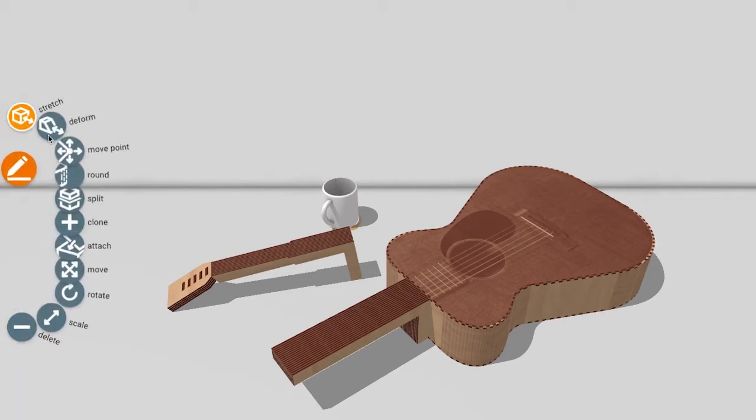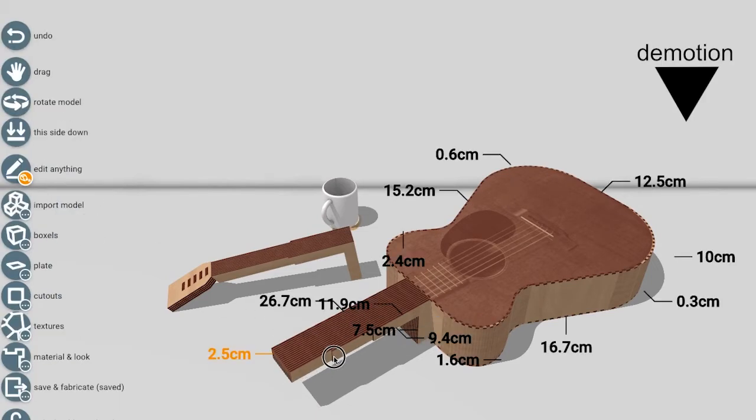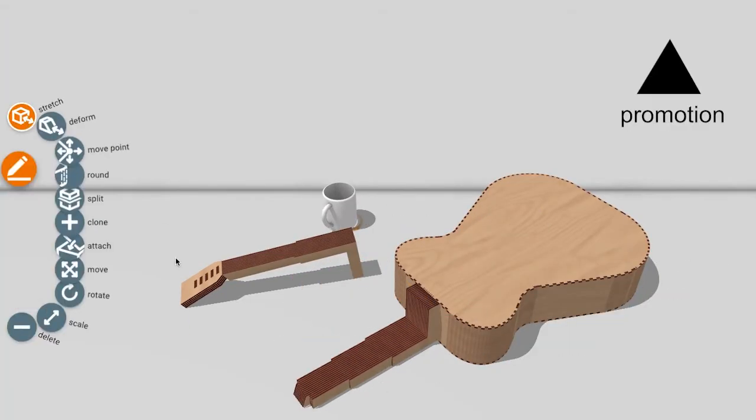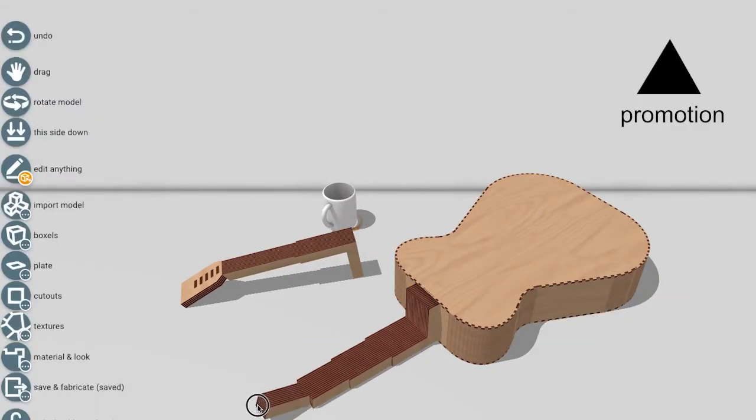We call this process promotion. As I continue modeling this guitar, I go through perpetual sequences of promotion and demotion, which allow me to use the different tools on the model at all times.